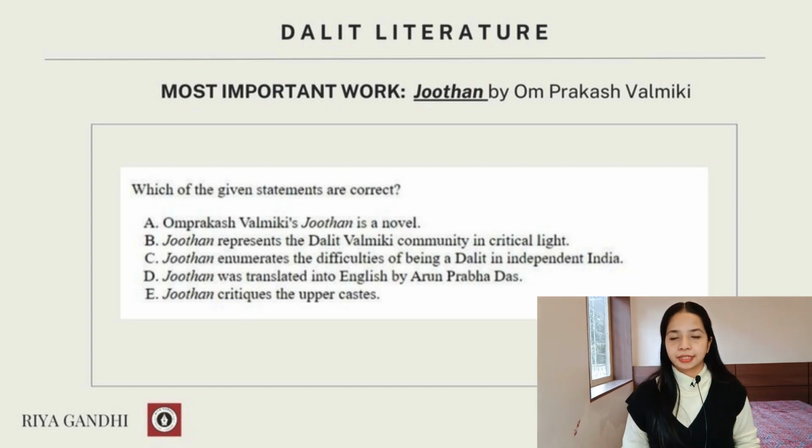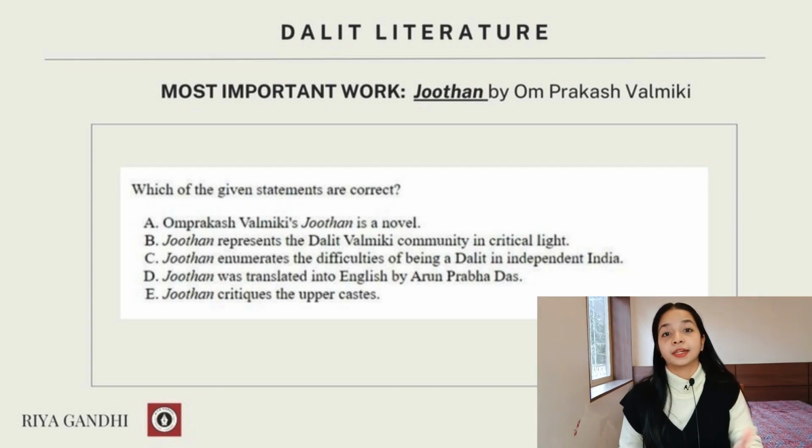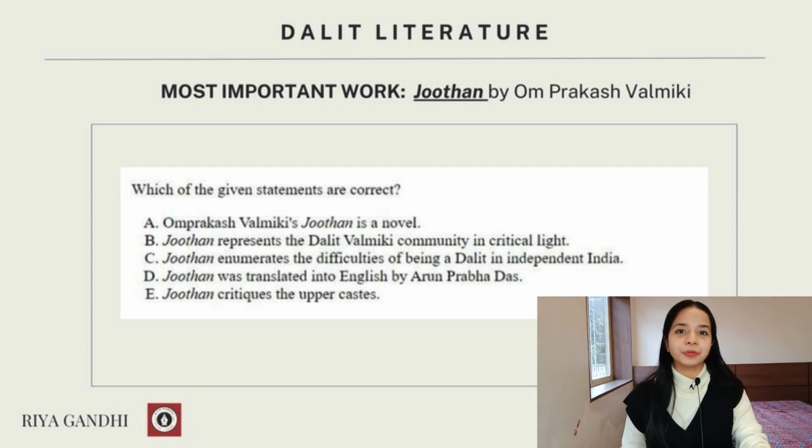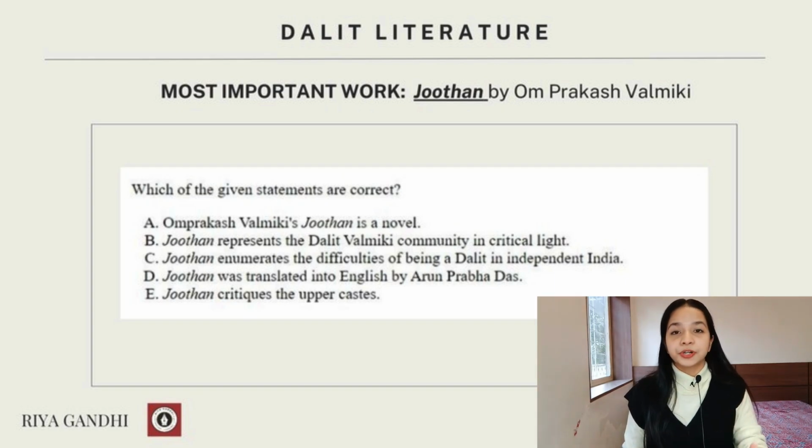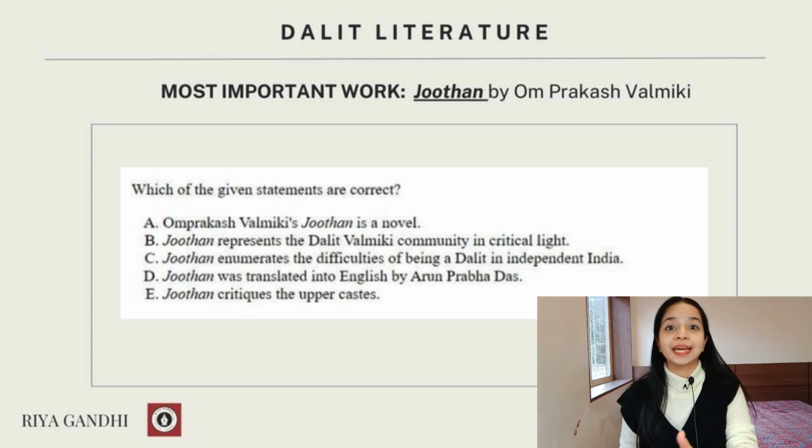Under the category of Dalit literature, there is this one work which is extremely important from UGC NET perspective. It is repeatedly asked in this exam, and also it is a pioneering work of Dalit literature. It is Joothan by Om Prakash Valmiki. It was originally published in 1997 in Hindi, and it basically is a memoir of sorts wherein the author details his own personal experiences as a Dalit, the kind of discrimination that he faced, the humiliation and the social exclusion at the same time.